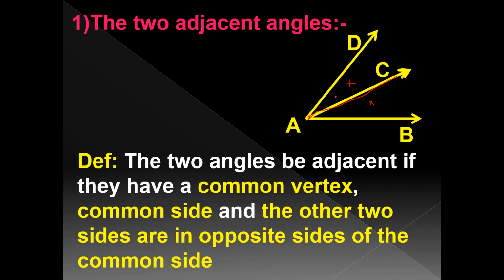The other two sides, AD and AB, are in the opposite sides of the common side. So we can say that the two angles are adjacent angles. Again, we can say that the two angles are adjacent if we have three conditions. First condition, common vertex. Second condition, common side. And the other two sides are in the opposite sides of the common side.